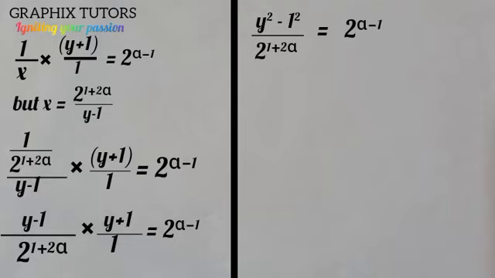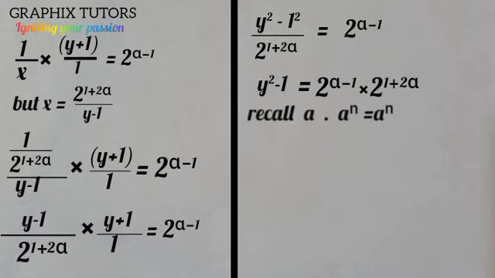Now, if I cross multiply, my y squared minus 1, because 1 squared is 1, is equals to the 2 raised to the power a minus 1 multiplied by 2 raised to the power 1 plus 2a. I cross multiply. I took the denominator here to the other side to multiply it. But we know that a raised to the power m times a raised to the power n is equal to a raised to the power m plus n. Indices, when the bases are the same, just like what we have here, we're going to add the power.